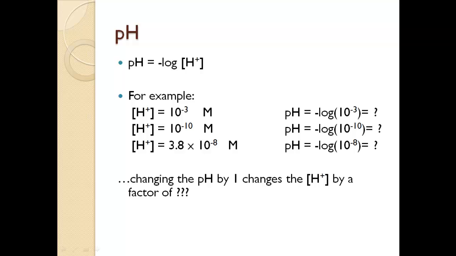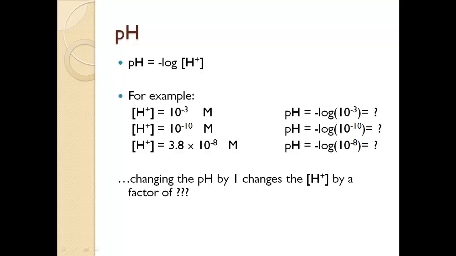Let's make sure we know how to use this equation. So if I told you that the concentration of H plus is 10 to the negative 3, I want you to tell me what the pH is. So you put 10 to the negative 3 in your calculator, press the log button, and you should get negative 3. But you have to remember that there's a negative in front of that log in the pH equation. So that negative 3 actually becomes positive 3. If you have an H plus concentration of 10 to the negative 3, your pH is going to be 3, which means it's a really acidic solution.